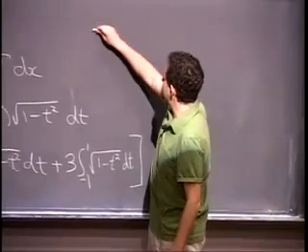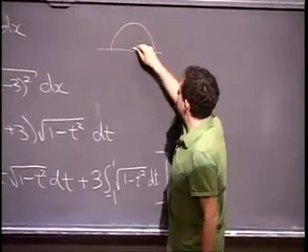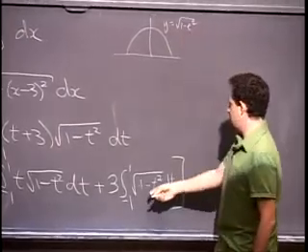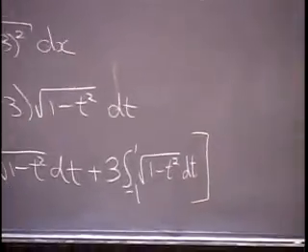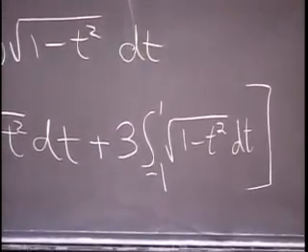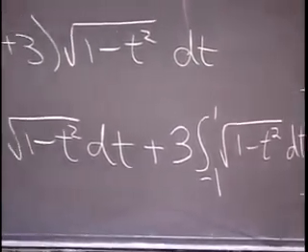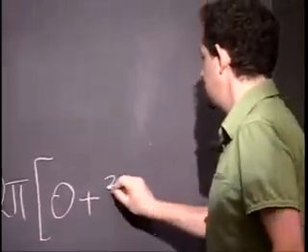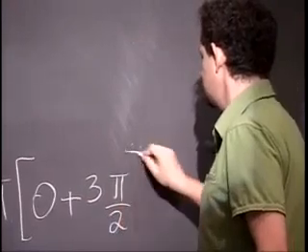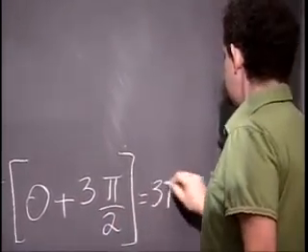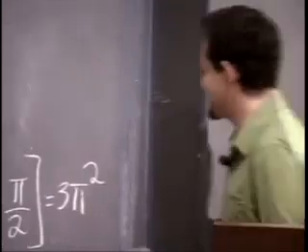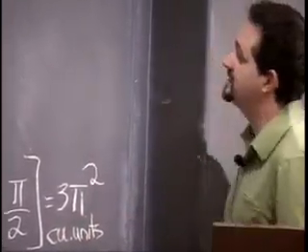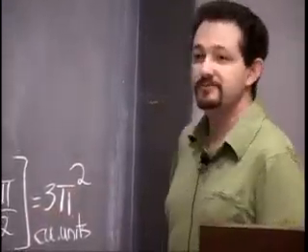This is just the area under root 1 minus t squared, which is itself a semicircle of radius 1. So that integral is pi over 2. Pi r squared, but it's only a half. So actually, this is 3 pi over 2. First integral is 0. So the answer is 3 pi squared. And I like to say cubic units, since it's a volume. I don't really know what the units are. It's just on a graph.